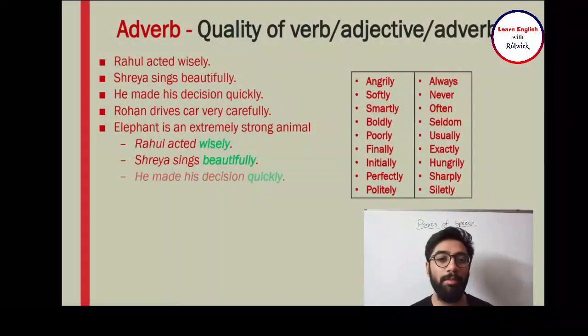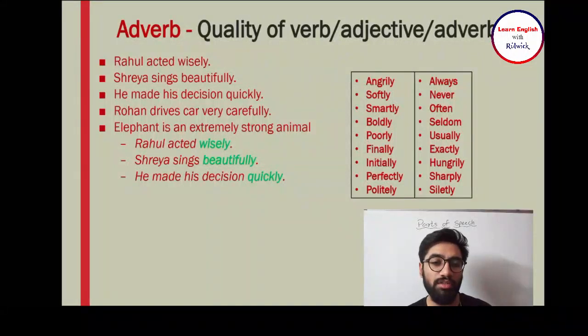The third sentence says, he made his decision quickly. The word quickly shows us the way he made his decision. It can be a slow decision, a fast decision, right decision, wrong decision. All these words which can talk about the quality of making a decision are adverbs. In this sentence we have the word quickly, so it's an adverb.